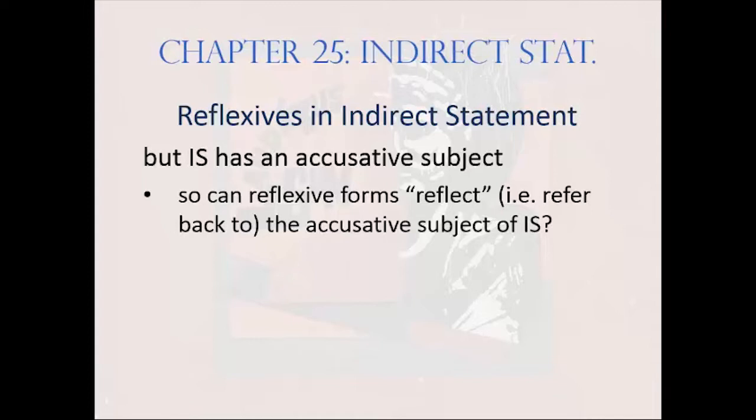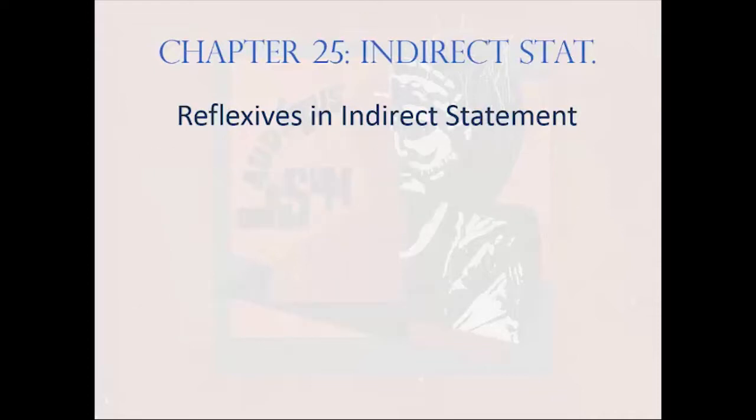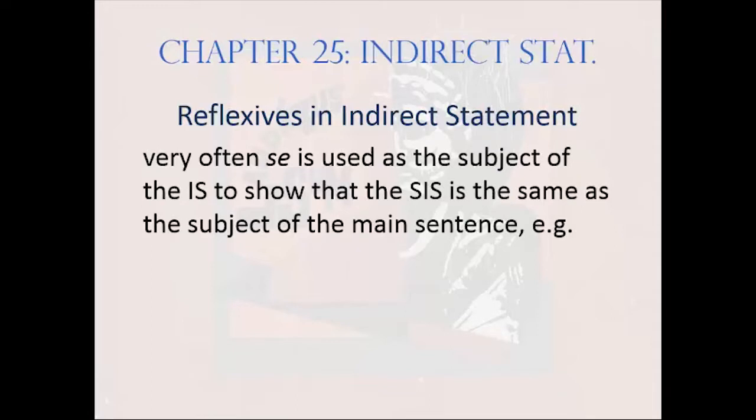In other words, can a reflexive reflect an accusative subject? No, they have to reflect nominatives. In theory, of course. Roman authors break this rule all the time, but it's still the rule. Let's learn the rule before we learn how to bend it. The upshot here is that the accusative reflexive pronoun se shows up a lot in indirect statement. People often say that they, meaning themselves, are doing things. He said that he was hungry, meaning he himself, not he, that other man over there.